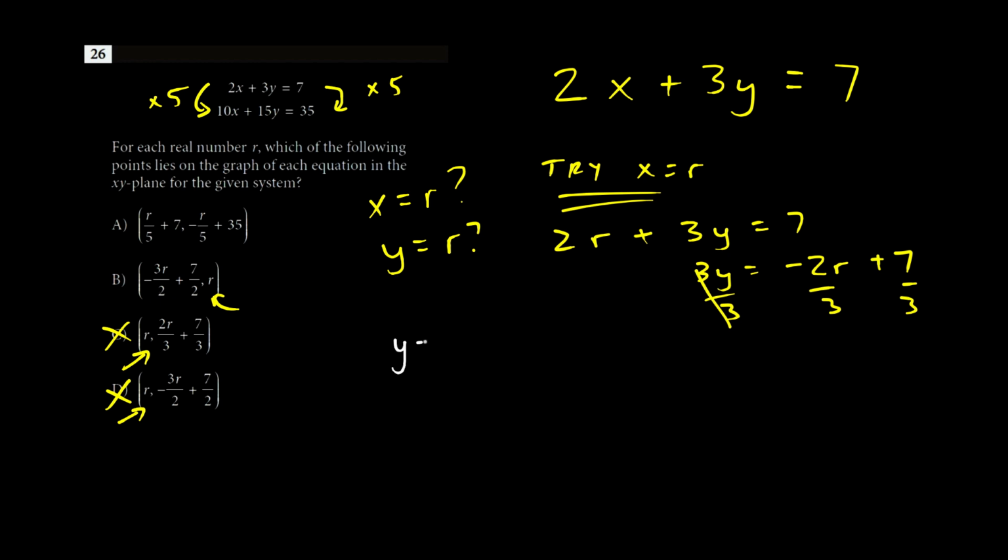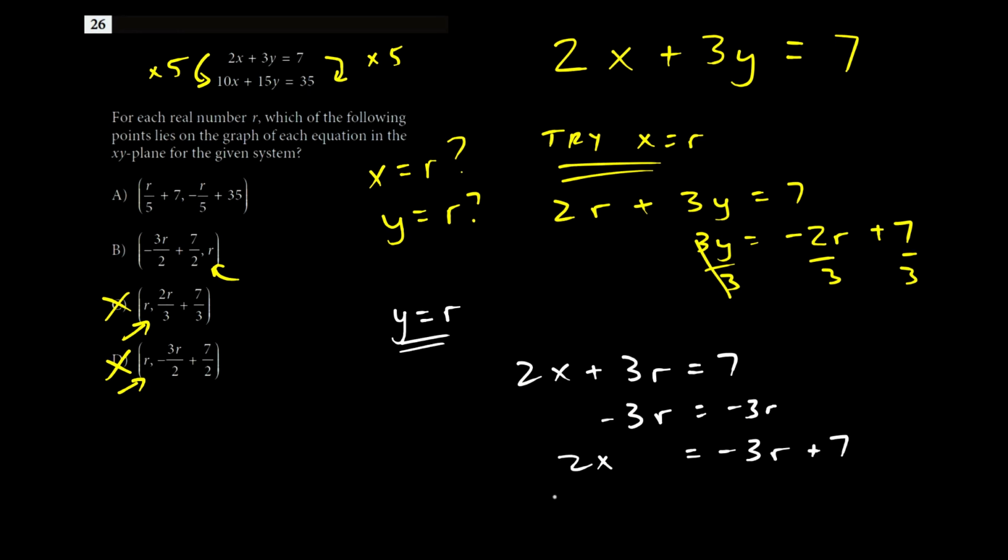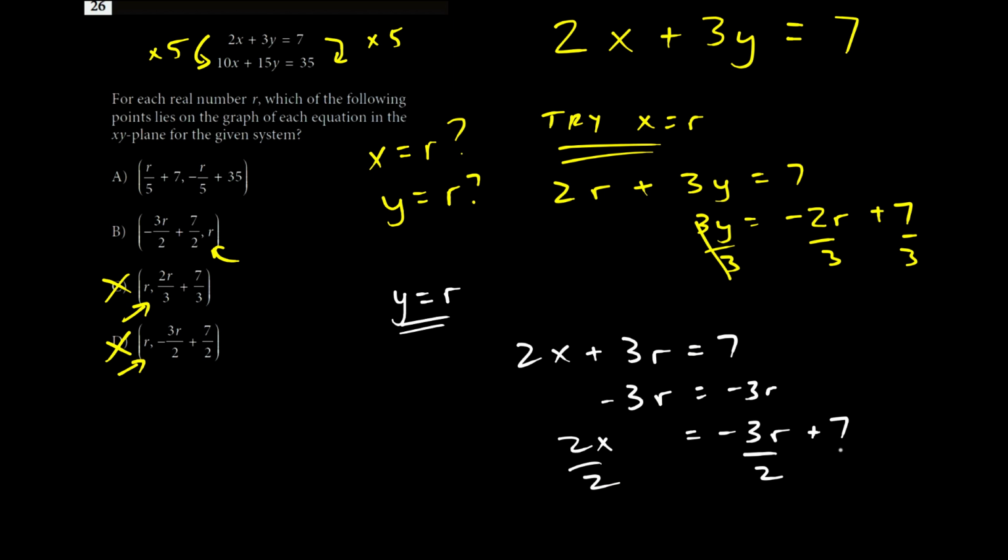So that means we're going to try y equals r now. So if y equals r, we would have 2x plus 3r equaling 7. We're going to go ahead and subtract the 3r from both sides because we're solving for x, and we have 2x equals negative 3r plus 7, and then we divide by 2, and we end up with negative 3 over 2 r plus 7 over 2, which is what we have here when y was equal to r. So choice B is our solution.